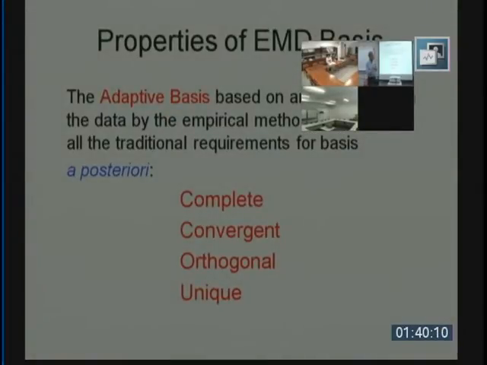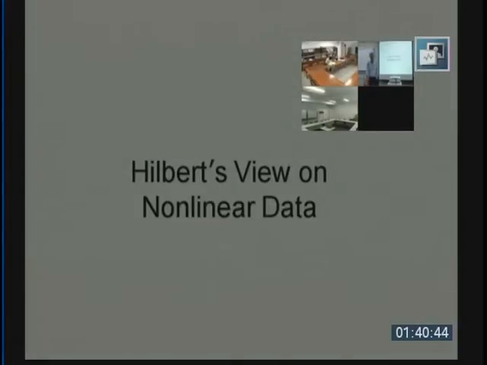The adaptive basis that we developed is complete, convergent, orthogonal, and unique, but all proved a posteriori. Before I analyze it, I don't know what the basis will be. You have to give me data. I go through the procedures, and after I go through the procedure, I can prove completeness and convergence. If I get a component, it has to converge. Orthogonal, we can check. Unique, we can check. So this is very, very different from the traditional view.